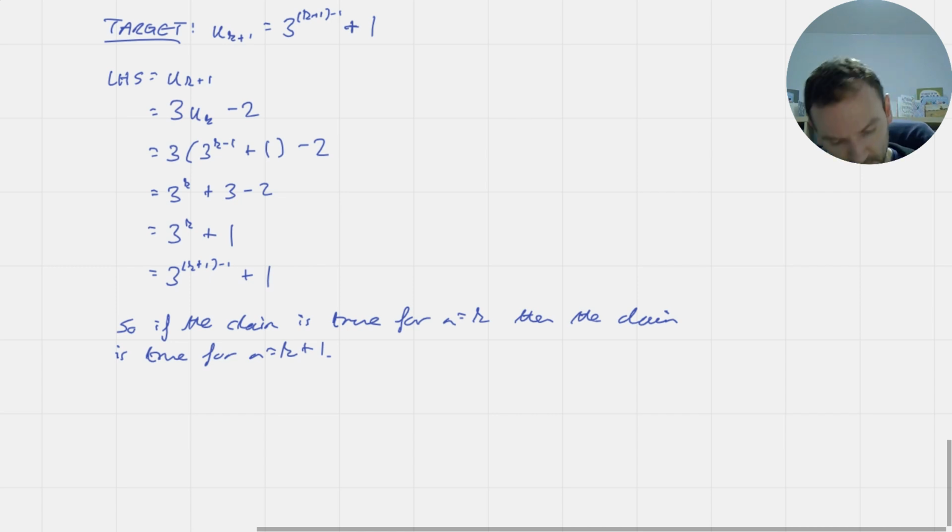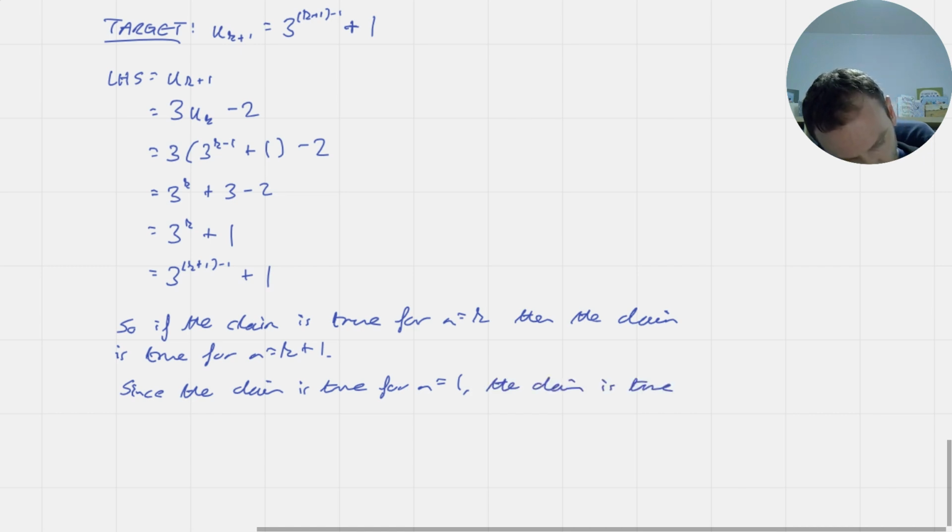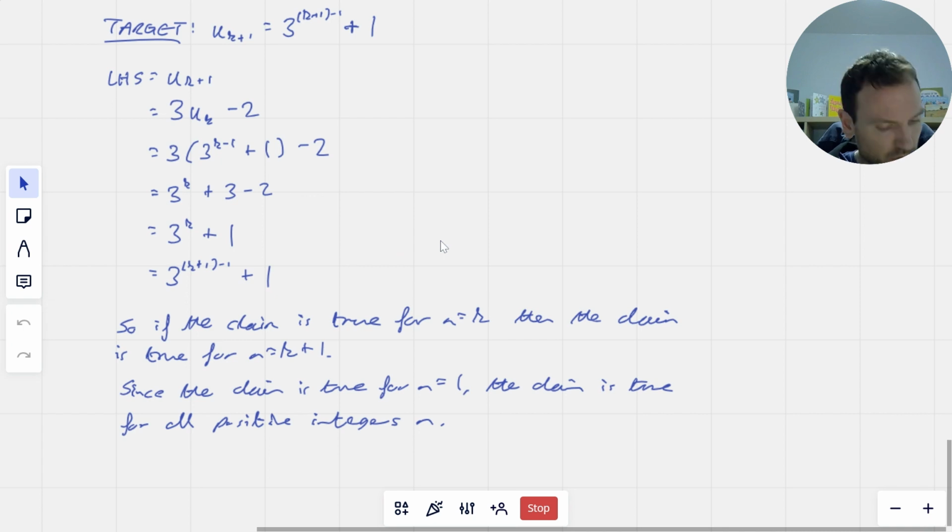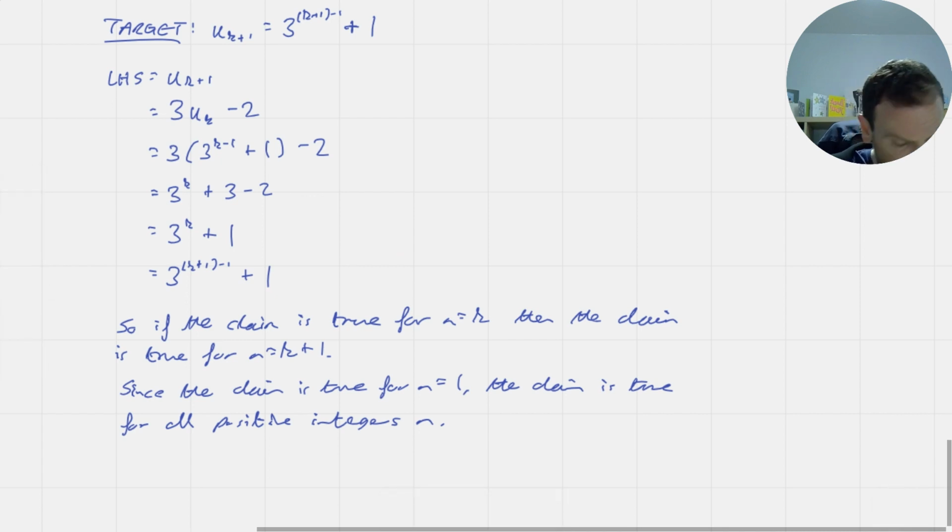And now we're going to say, since the claim is true for n equals 1, we're now able to say, well, it must be true for all of them. So the claim is true for all positive integers n. So that's all the bits you need for your proof by induction. Obviously, there are different sorts of proof by induction that will come up, but there'll be different videos going up for those.